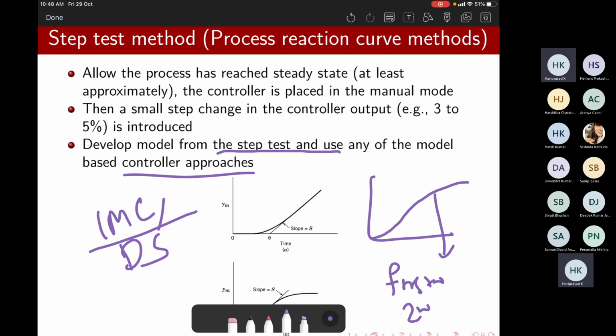So the step test method is like model development. It's not a controller design, but step test methods would help you to develop a model which can further be used for controller design. Because once the model is ready, you can use any of the model based control strategies such as IMC and direct synthesis.